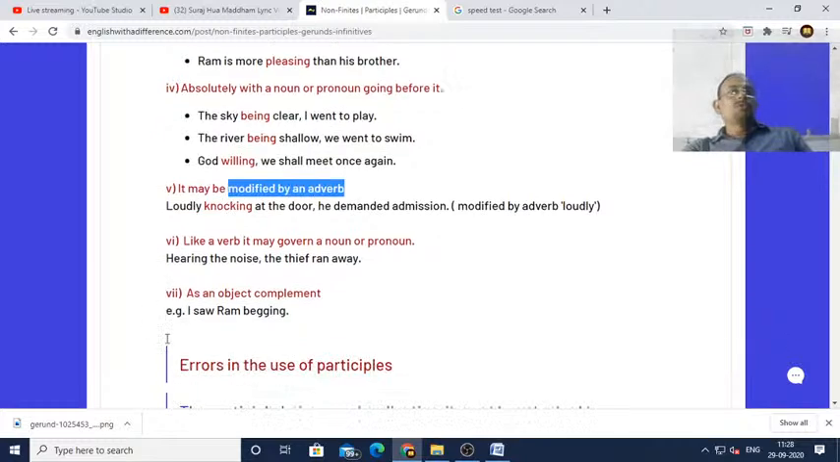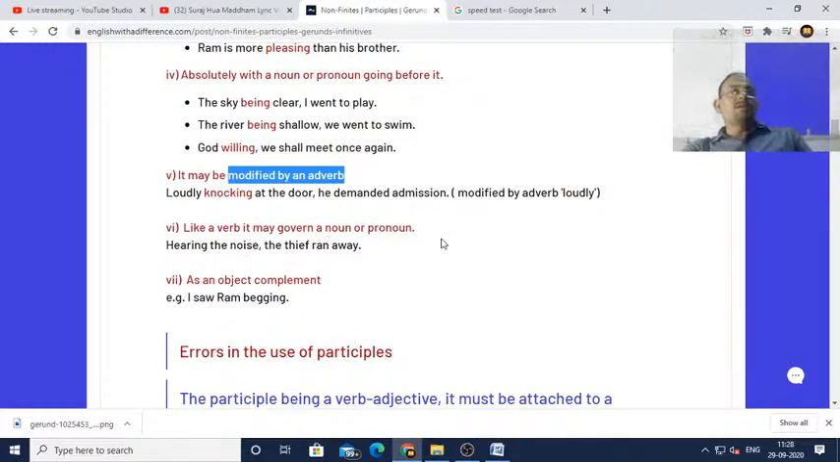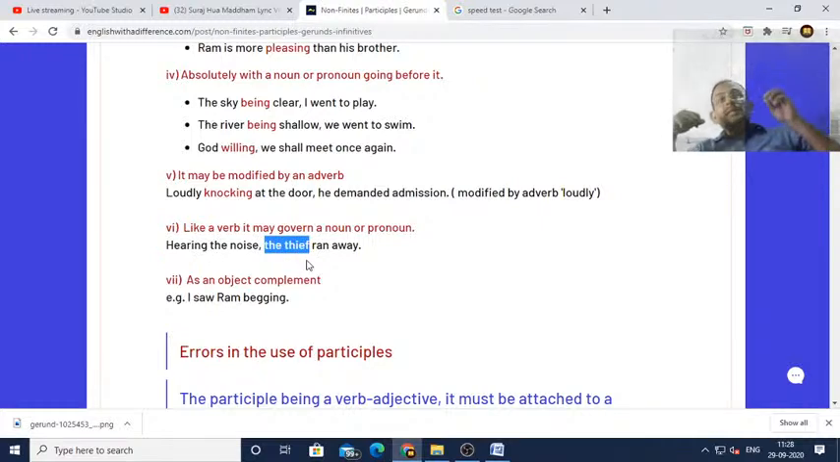Next, like a verb it may govern a noun or a pronoun. Hearing the noise, the thief ran away. So like a verb, it is governing the noun. The noun here is the thief. This is an example of a present participle because here the present participle is governing a noun, that is, thief. Governing means it is structurally related to the noun or a pronoun. That is why it is also a participle.